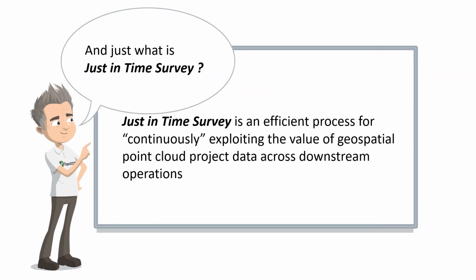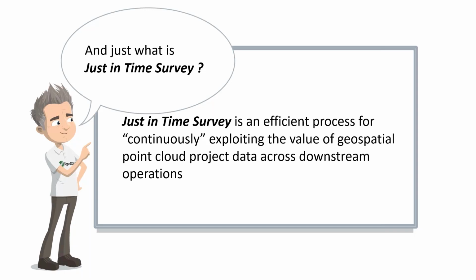Just want to start out with, we've talked about it a little bit, what is Just-in-Time Survey? It's an efficient process for continuously exploiting the value of geospatial point cloud data across downstream operations. And you'll hear me mention a lot about downstream operations. So let me put that in perspective. It's any operation where you're feeding engineering, design, construction. You're taking that geospatial information, you're extracting useful information from that, whether it's a model, a measurement, or analysis, and you're feeding those operations. So those are the downstream operations we talk about.